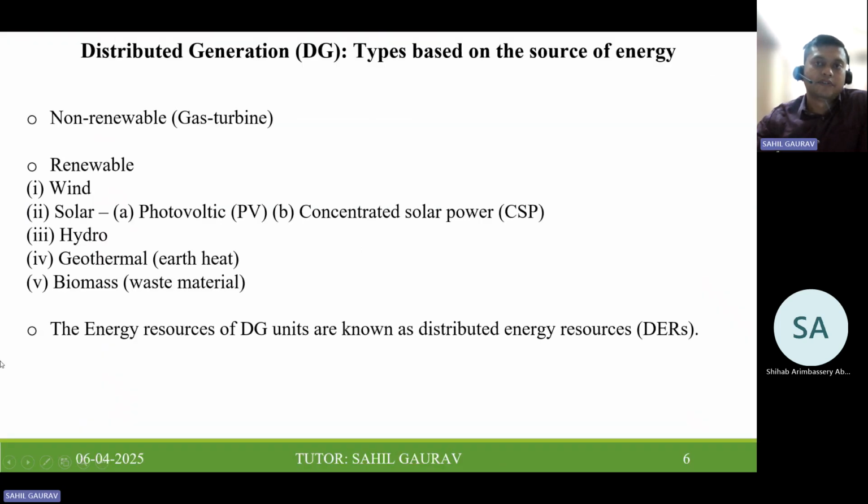Now let us come to the different types of sources of energy of DG. DG can be of non-renewable type and renewable type. In non-renewable type, the gas turbine is well known, while in renewable type, we have wind, solar, hydro, geothermal, biomass. And in solar, we can have solar photovoltaic and concentrated solar power. So these are the types of distributed generation, mainly non-renewable and renewable, listed down here.